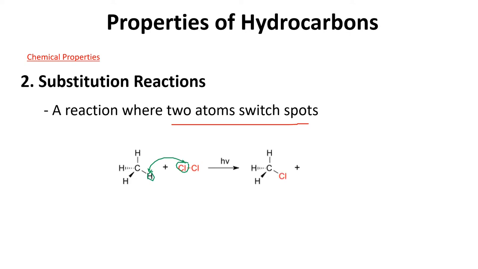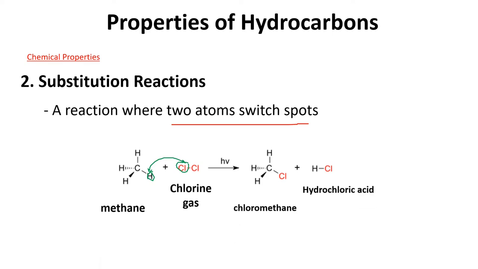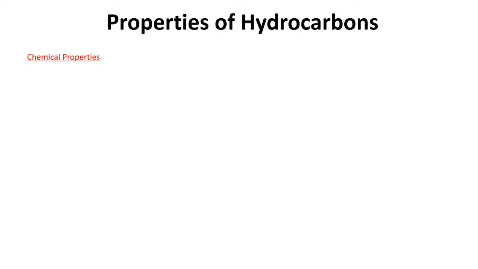We're going to have 2 products. We're going to have a chloromethane and we're going to have hydrochloric acid. So when you do a substitution reaction, they're only going to be able to be done on our saturated hydrocarbons. Make note of that. And you can only put one of these chlorines, or whatever you're putting on, at a time, one at a time.